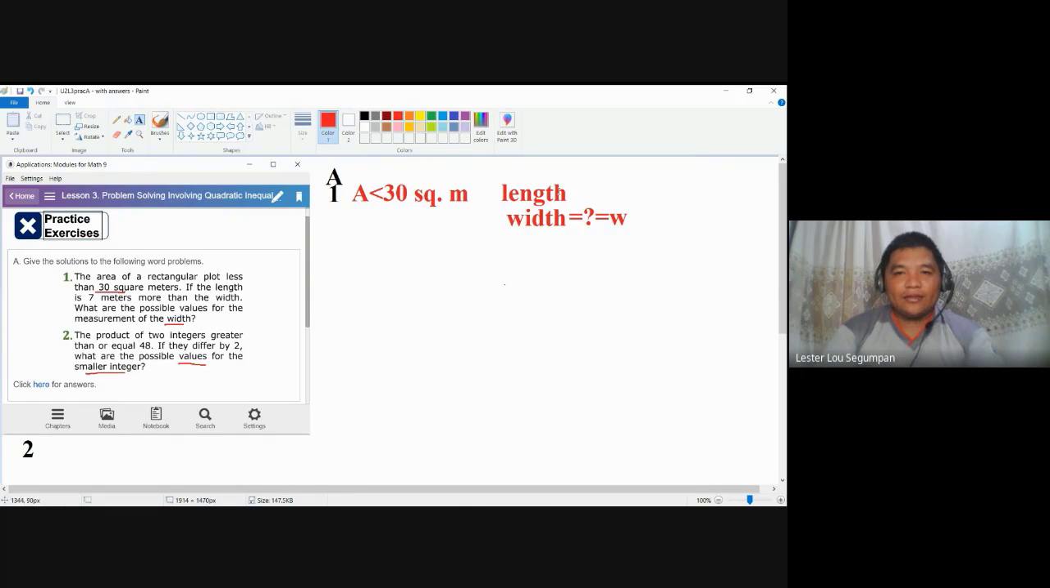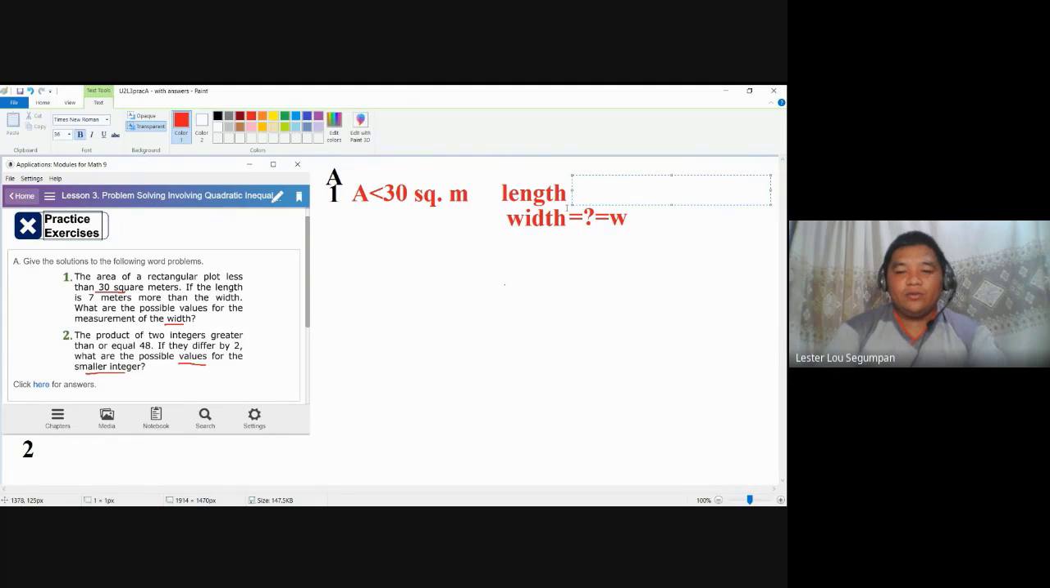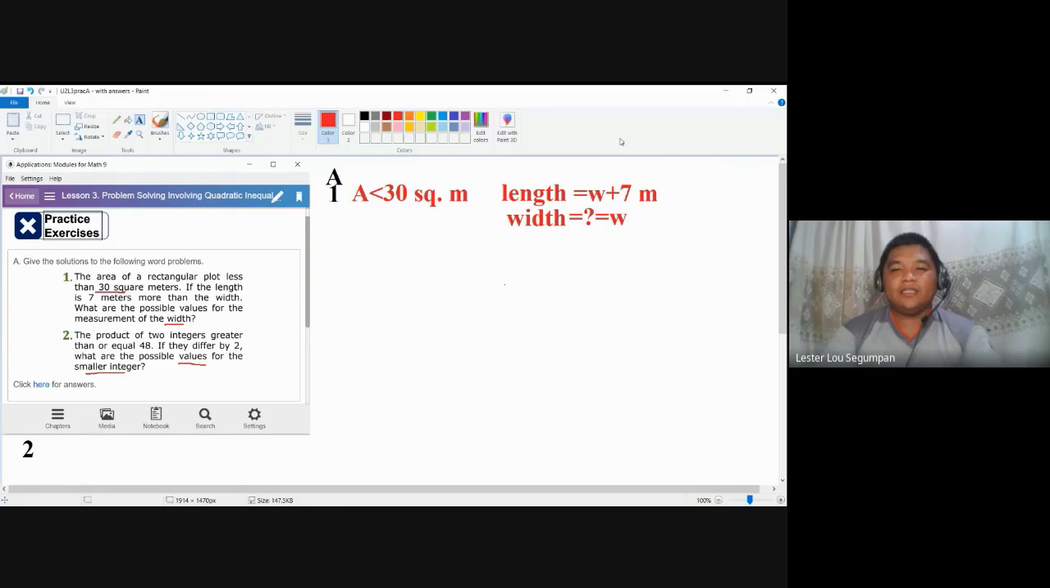And as for the length, there is a statement here which tells us that the length is 7 meters more than the width. So we are going to say that the length is actually W plus 7 meters. Or you could use 7 plus W, or just simply say that the length is 7 meters more than the width. And since we don't know what the width is, that's our goal, we are going to represent the length with this.